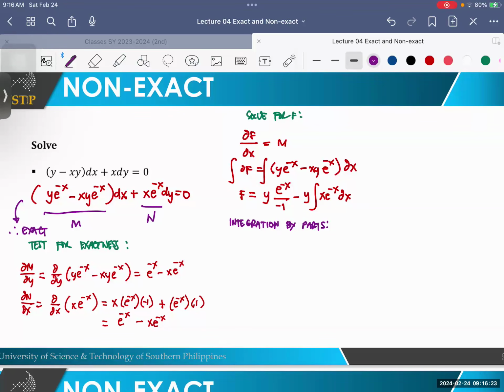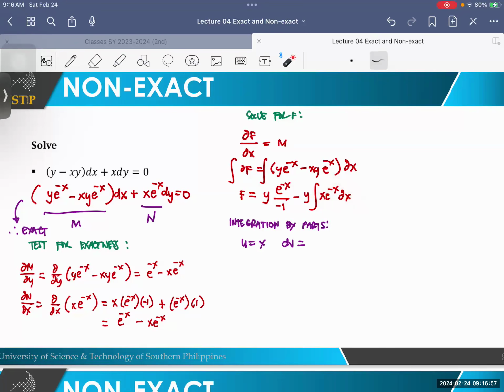Okay? But for me, the best approach is, which function, sorry class, going back, which function between x and e to the negative x becomes complicated when integrated? The x. Okay? So we let u be x, so that it does not become complicated. And then the dv is the rest. One is u, the other is dv. That's it. Okay, so we have u and dv, class.